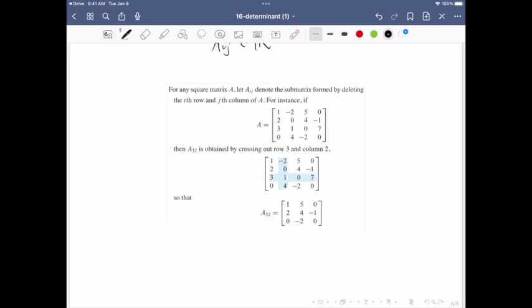Of course, we can ask a different question. What about A23? Then what you do is delete the second row and third column, and the rest of the numbers give you a 3 by 3 matrix. So this is an exercise.